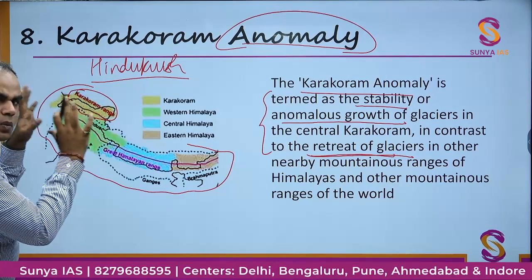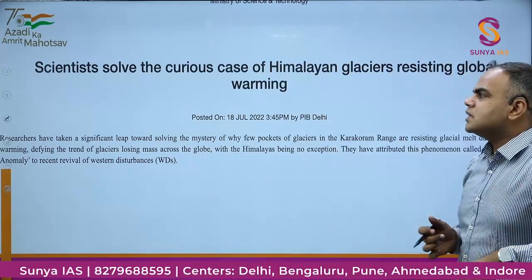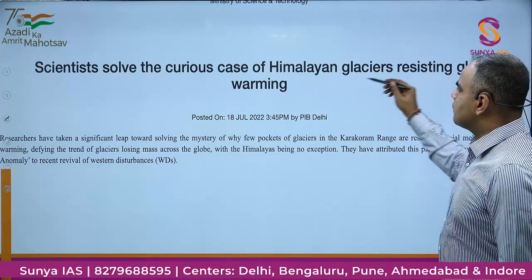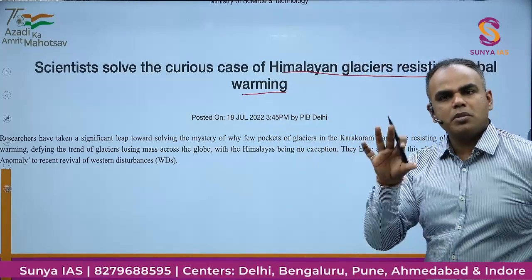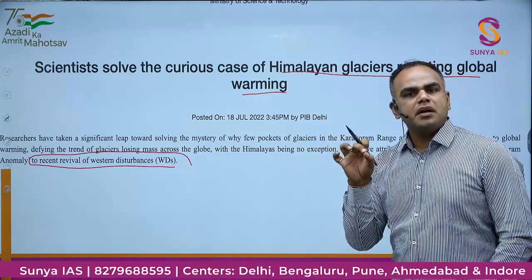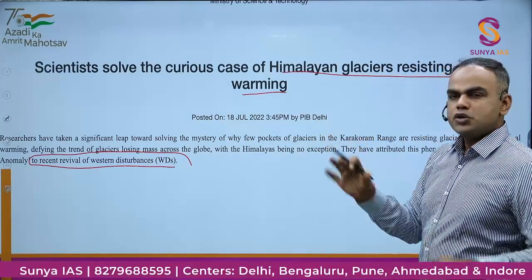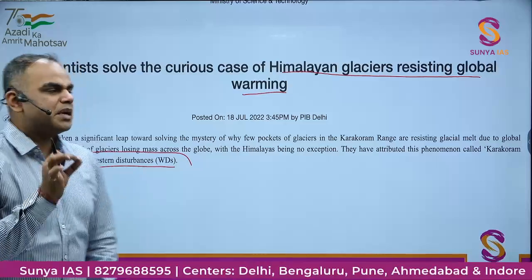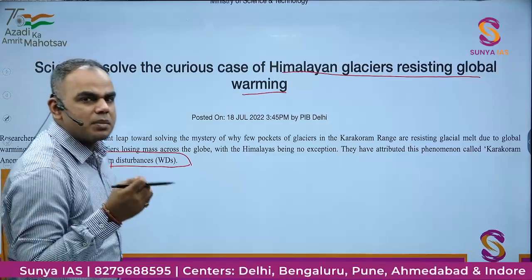So we know what is the anomaly. Now we'll see, for example, this was also published in PIB, what is the scientists' explanation for this. So basically the scientists have highlighted that the Himalayan glaciers are resisting global warming, or because of this Karakoram anomaly. Why? Because they say it is due to the recent revival of western disturbances. Okay, so scientists basically have attributed it to this. So directly if you get a statement that it is because of the recent revival, so yes, this has been accepted by the scientists.